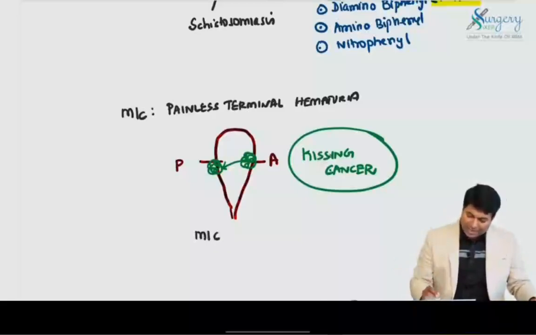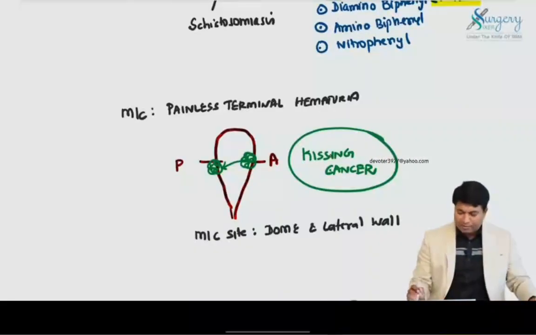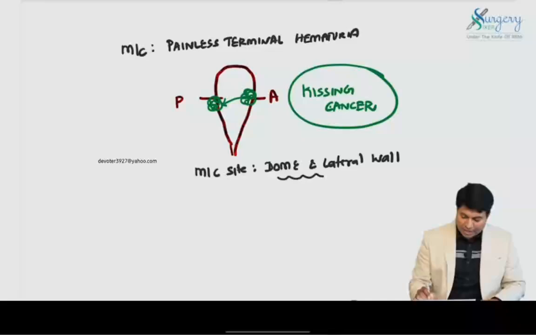And the most common site of bladder cancer is near the dome of the bladder, the dome and lateral wall. So the most common site of bladder cancer in patients is the dome and lateral wall. Usually we get bladder cancers there.